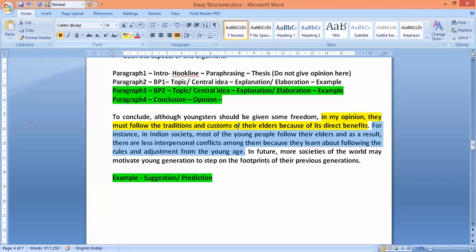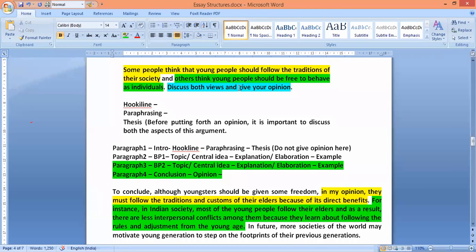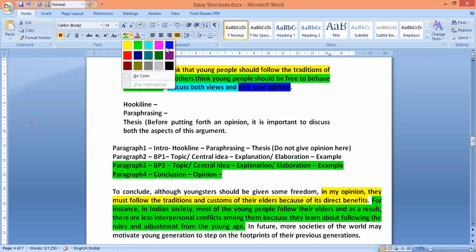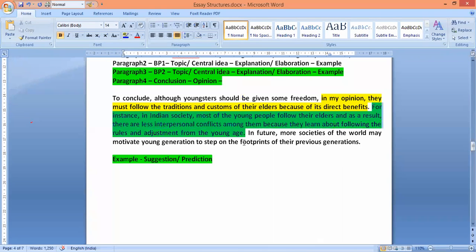Sir, my doubt is, whenever we give opinion, should we support it with an example, or just in this case only? In this case only, when you give the opinion in the conclusion. It's only one sentence about your opinion. So this is a major part: discuss both the views and give your opinion. This is also one part of your task. So you should give one example to support that. But in the beginning, when we are giving opinion, we need not give an example. No.